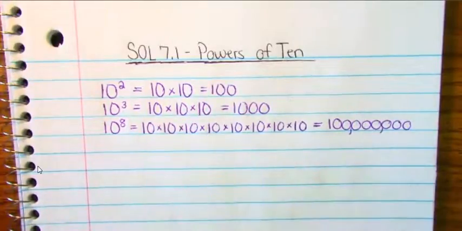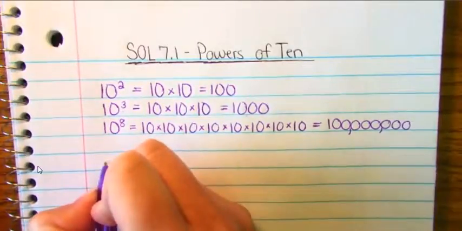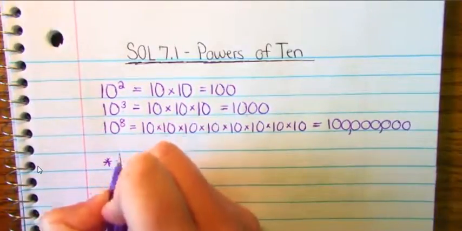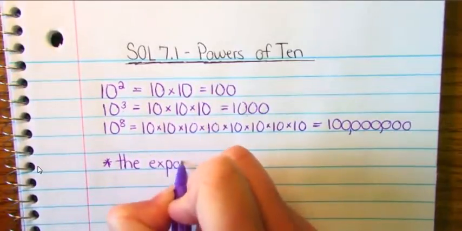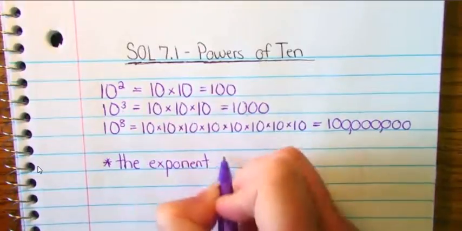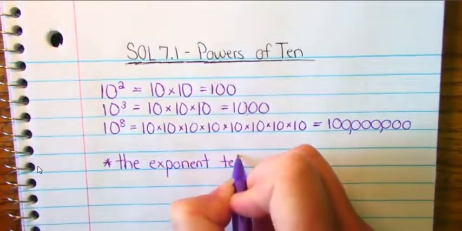So the key thing I want to recognize for the positive, and it's going to work for negatives too, is that the exponent tells us the number of zeros. So that's what I'm going to put right here. I'm going to put the exponent tells us the number of zeros.